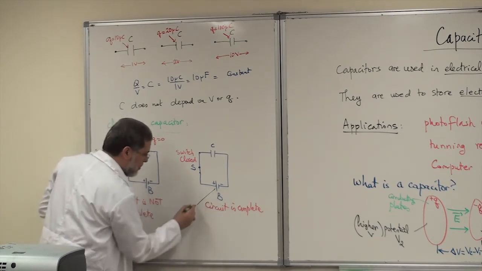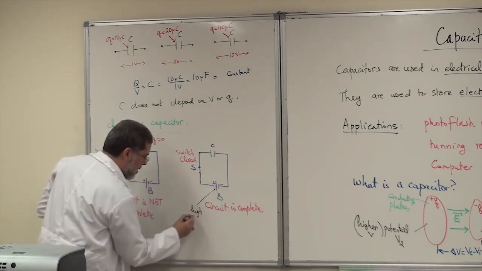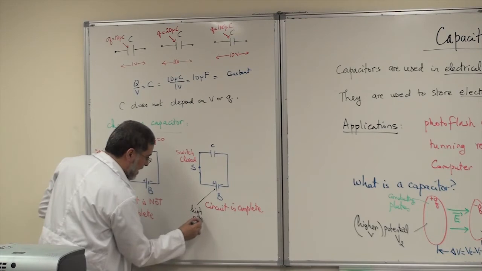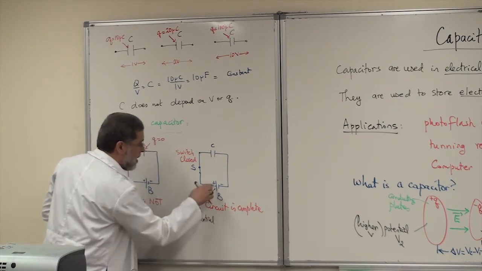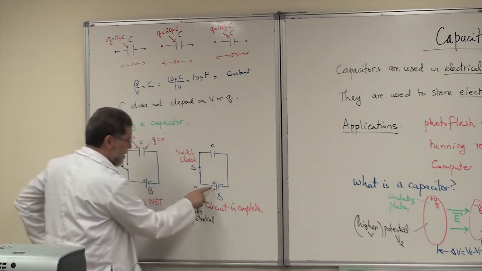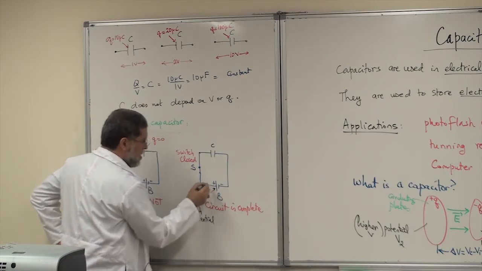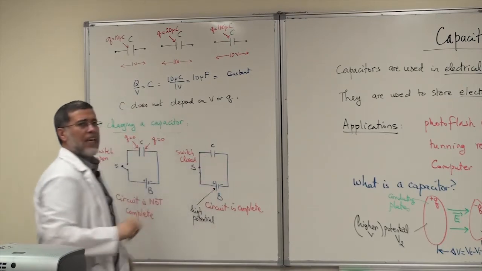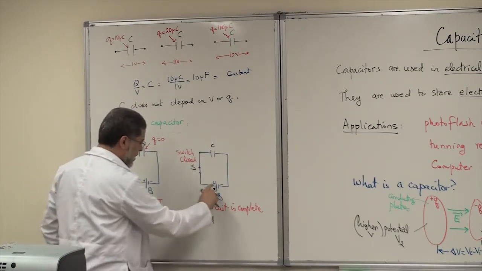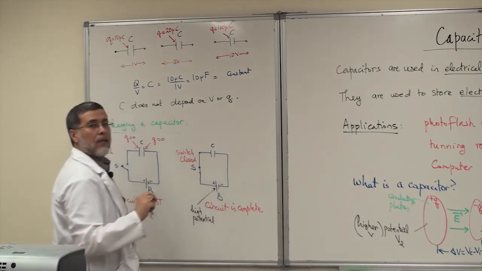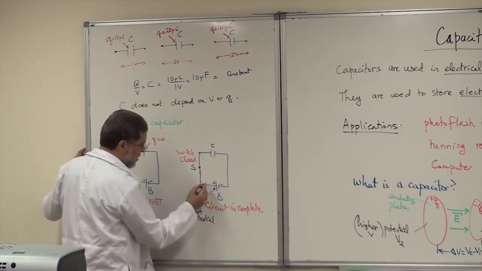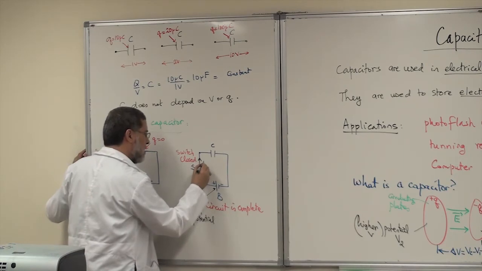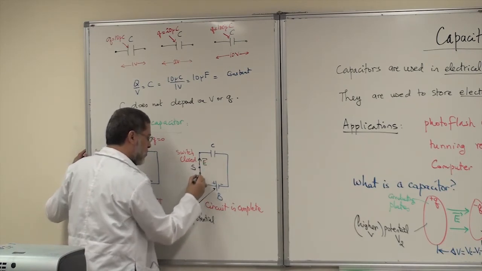Here, we have a high potential. The positive terminal of the battery here has a high potential, okay? And there's no potential here, so you expect in this wire there will be an electric field. And that electric field will be directed in this direction. So there will be an electric field in the wire.